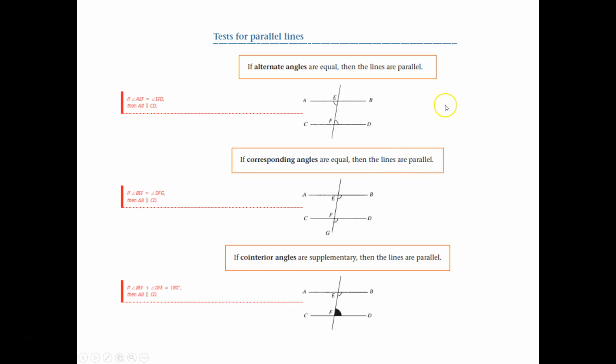Now with parallel lines, this is what we call the converse. So if you see alternate angles are equal, then the converse of that is that the lines must be parallel. Similarly, if you see a pair of corresponding angles are equal, then the lines that they cut are parallel. And for co-interior angles, if they are supplementary, then the lines are parallel. Okay, so that's just the converse of the other ideas.